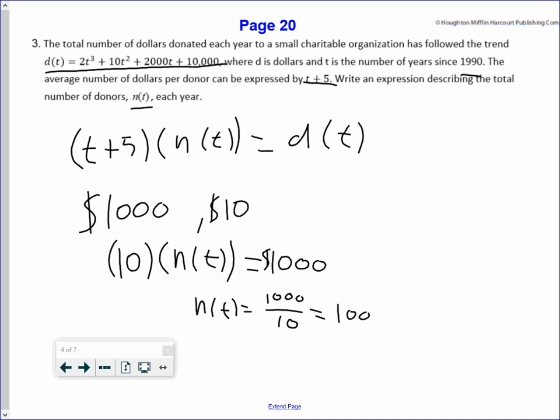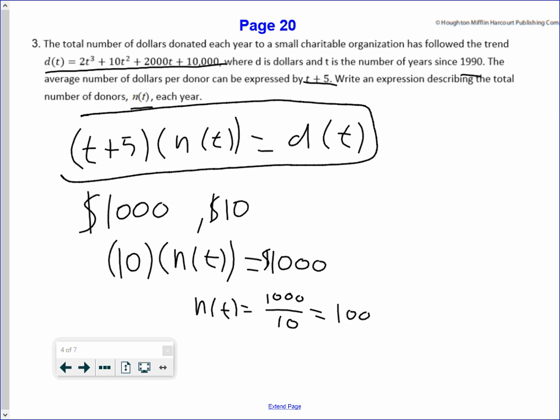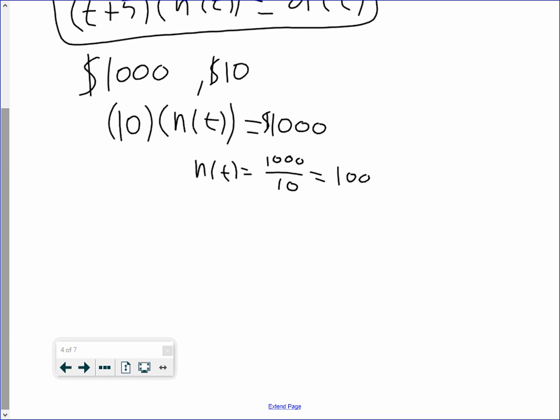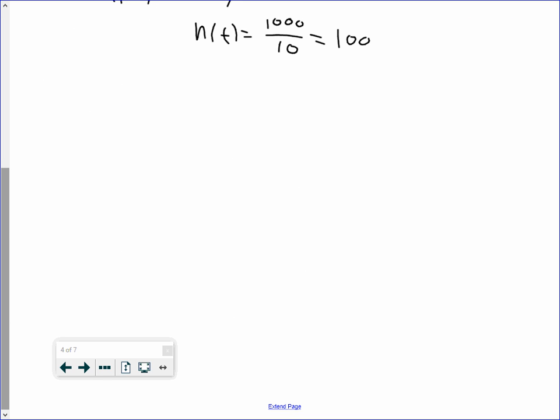And I'm describing this because this is the exact same thing we're doing for this problem. It's just we have polynomials and expressions rather than just straight numbers and dollar signs. So we're going to do the same thing. I'm going to divide D of t by my t plus 5. Or in other words, I'm going to divide the total amount donated by the average amount each person donates. So I want D of t divided by t plus 5.